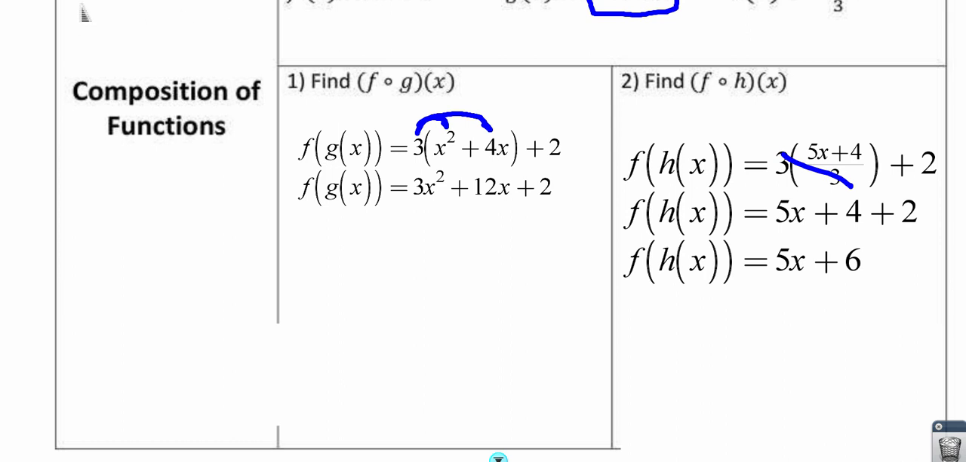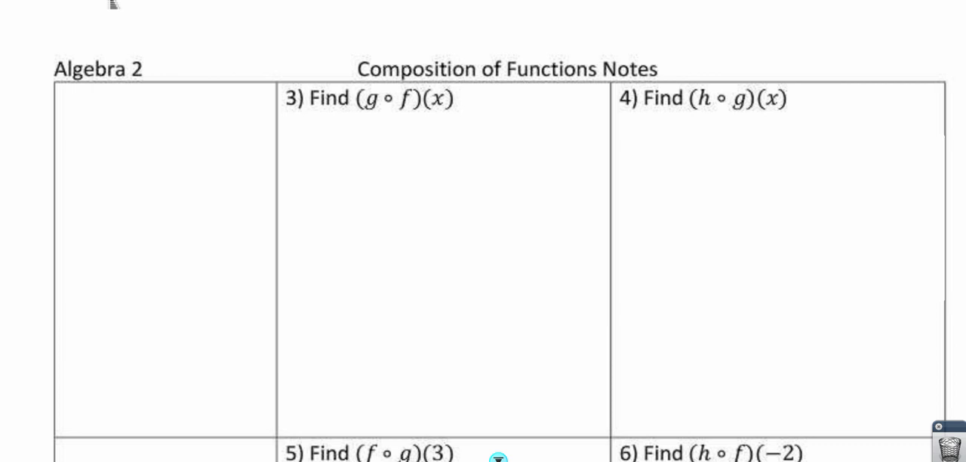All right, so we're just plugging one function into the other and simplifying. Okay, so let's take a look at another example, number 3 here. We're trying to find g of f of x. So we're going to plug f of x, which is 3x plus 2, into g of x, which is x squared plus 4x.